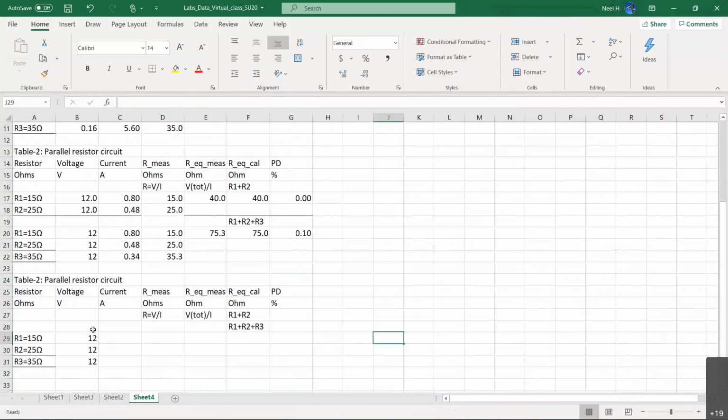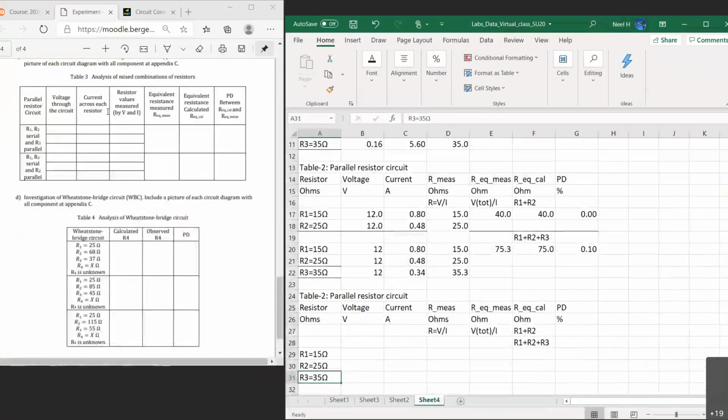Okay, good. So the voltage applied is 12. That also is not correct. We have to get rid of that. Okay. Resistance values you can keep the same. It's fine. And let's build exactly the table number 3 as it is. So I need voltage across each resistor, current passing through each resistor, measured by using V and I, R equivalent by using measured values, R equivalent calculated, and percentage difference. Okay, good.